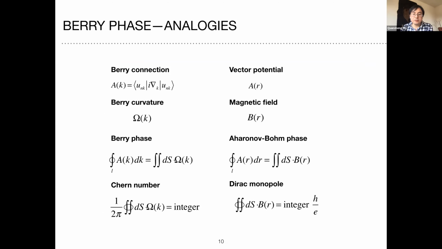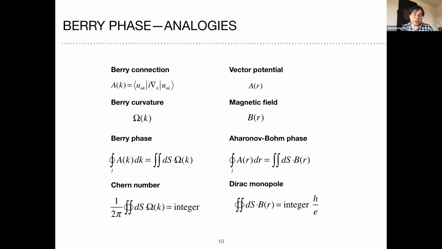The Berry phase is the integral along a closed path of the Berry connection, and it's the same as the Aharonov-Bohm phase. And the last is the integral of the Berry curvature over a closed surface. It's always an integer. This is called the Chern number, and it's also analogous to the Dirac monopole. But actually, in a real system, the integer is 0. But if we have a magnetic monopole, then we could have a nonzero integer. So this is the analogy.